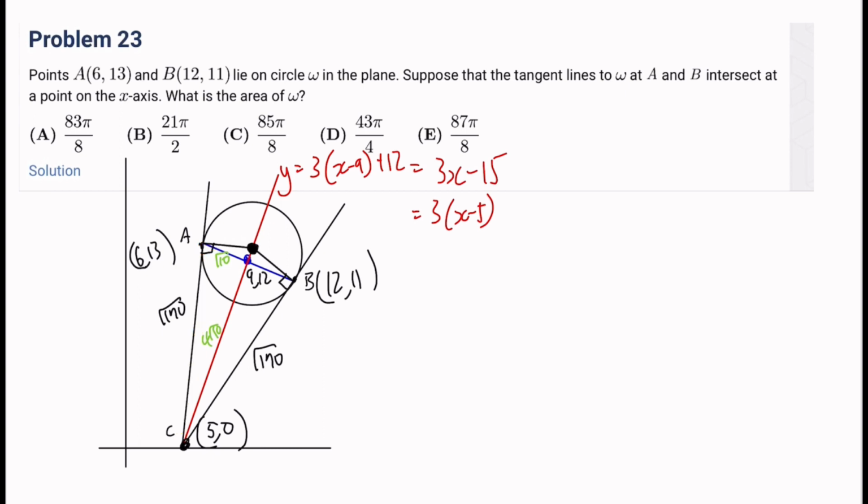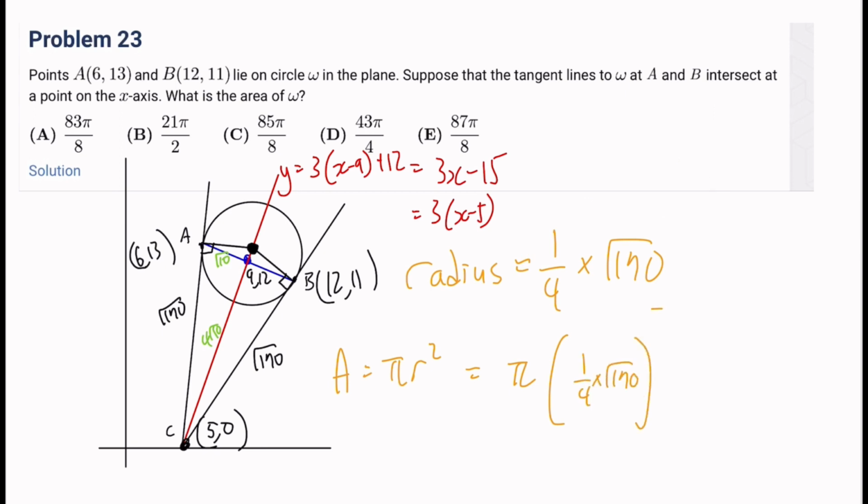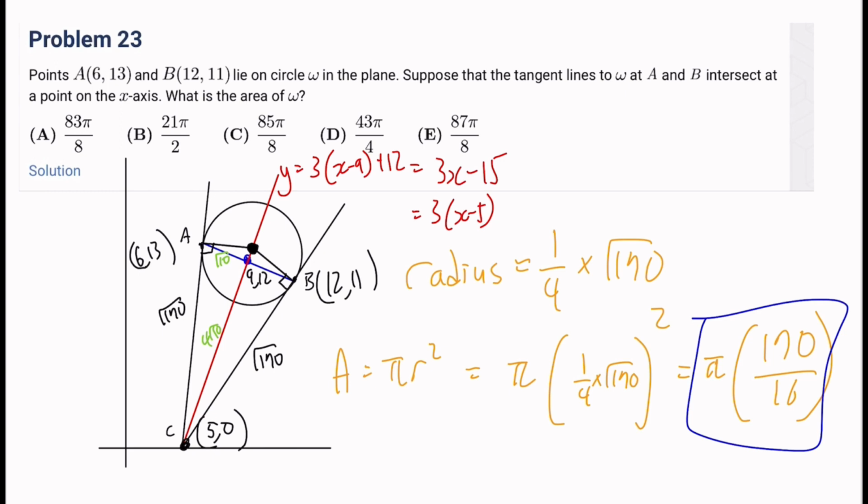And so now we know that the radius is equal to 1 over 4 times root 170. We want the area of omega, and so omega's area is pi r squared, so this is pi times (1 over 4 times root 170) squared. So this is pi times 170 over 16. And so this is our answer, and we can finally just make some adjustments, so that will be equal to 85 over 8, because we can divide both sides by 2. So the answer is 85 pi over 8. So the answer is C.